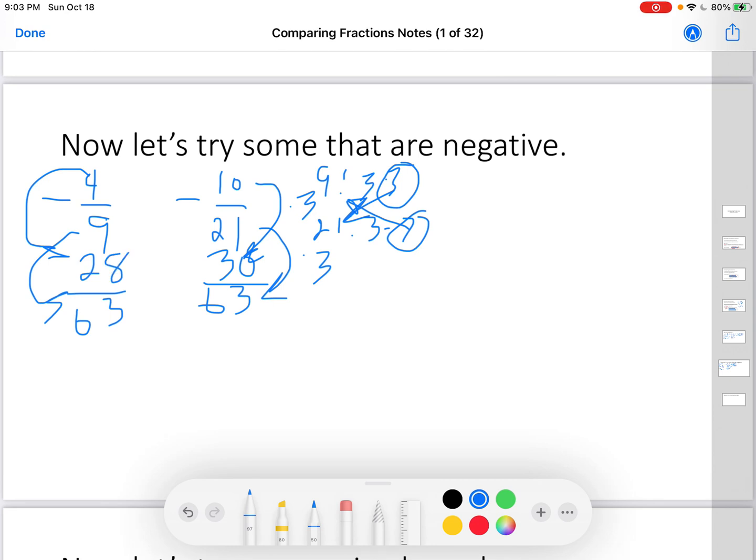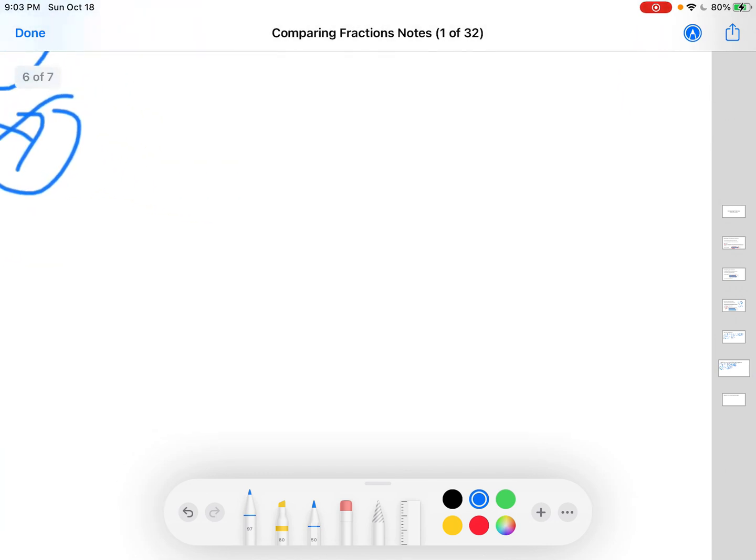So 28 is less than 30, so if it was positive, it would be less than, but it's not positive. So therefore, this should be is greater than, because negative 28 is closer to 0 than negative 30. That's a good one. We better do another one, though, for practice.